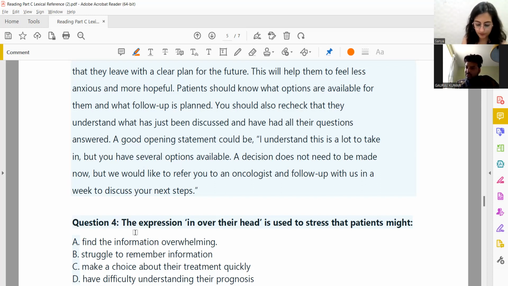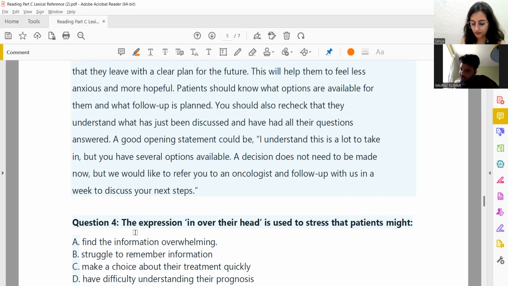Patients should know what options are available for them and what follow-up is planned. You should also recheck that they understand what has been discussed and have all their questions answered. A good opening statement could be, "I understand this is a lot to take in, but you have several options. The decision does not need to be made now, but we would like to refer you to an oncologist and follow up with his assessment when we discuss your next treatment."